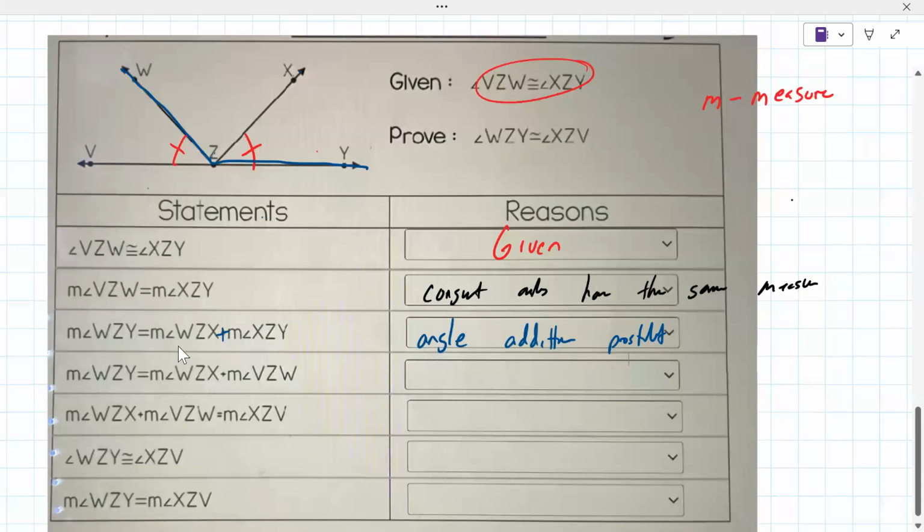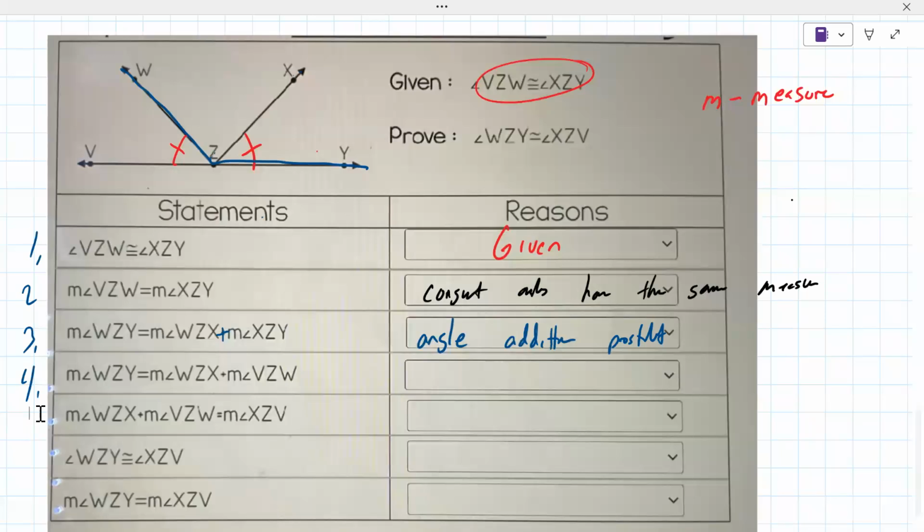All right, so the next line here, you've got to look at these two lines. Let me actually number them. That's one of the things you're not doing. 1, 2, 3, 4. To go from line 3 to line 4, what do you see?